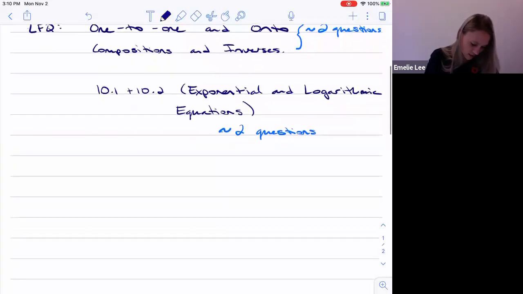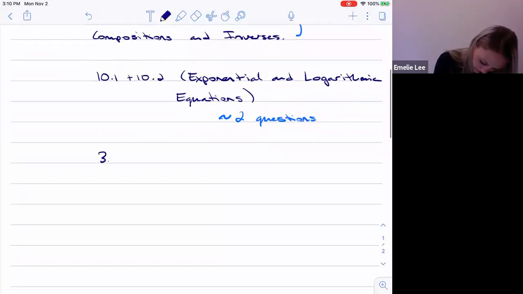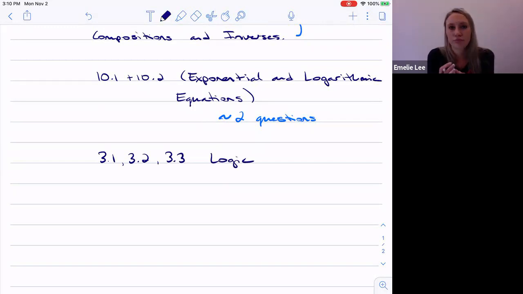Then we went on to logic. 3.1, 3.2, and 3.3, which was logic, of course. Where do we start? Truth tables, truth values. Conjunctions, disjunctions, and or negations, not. And just kind of these compound statements, compound logical statements.